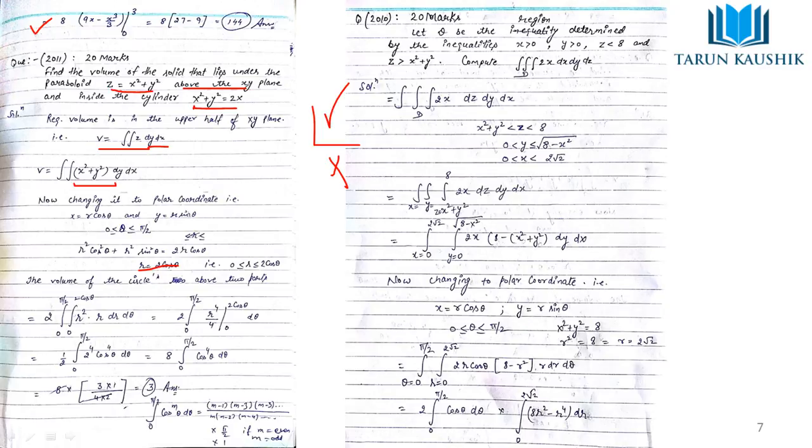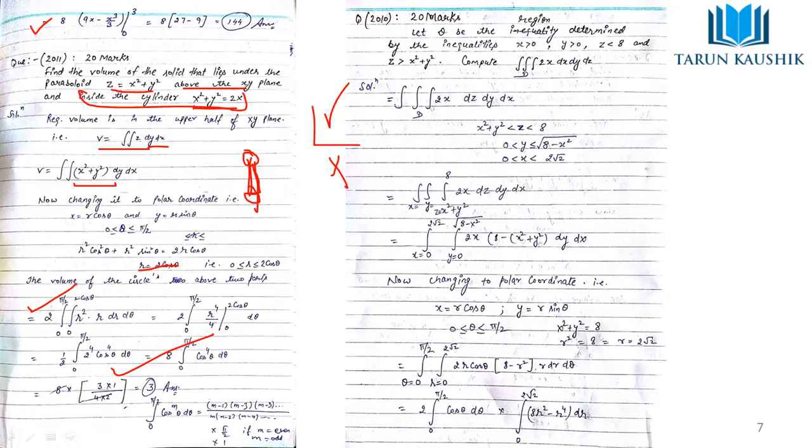Because we have to calculate the volume inside the cylinder, and in the cylinder there will be 2 parts, one above and one below. So we have to calculate the complete volume. So that's why we are multiplying it by 2. After doing that, it becomes a very simple integration. Do the integration, get your answer. In integration, the main point is, if we have calculated the limits, then we are done.